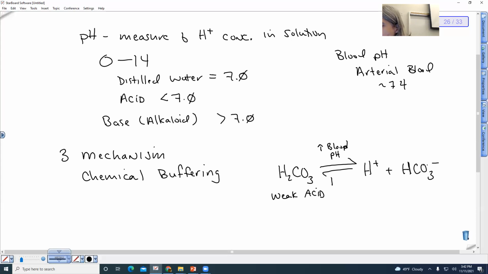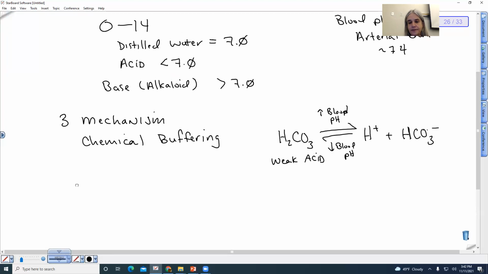We also can go the other way. If your blood becomes too acidic, then your blood pH is going to decrease. And so this chemical reaction goes the other way. This is an example of a chemical buffering system, which is super important in the regulation of your blood pH. So that's the first mechanism.